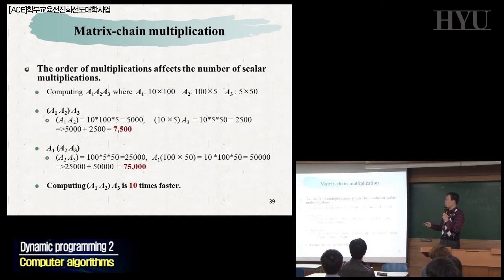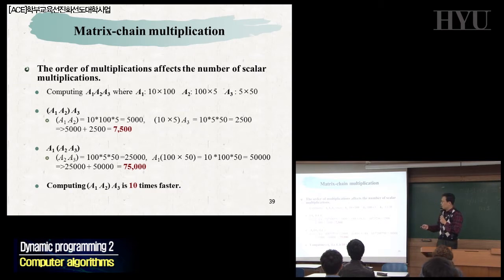We are going to compute the product of the three matrices A1, A2, and A3. A1 is 10 by 100, A2 is 100 by 5, and A3 is 5 by 50. Then we have two choices. We either multiply A1 and A2 first, or multiply A2 and A3 first. Let's count the number of scalar multiplications of both.